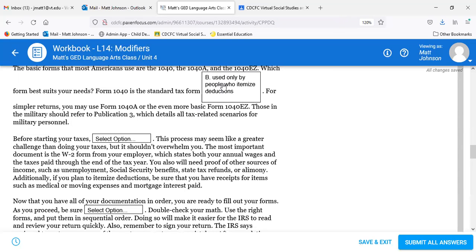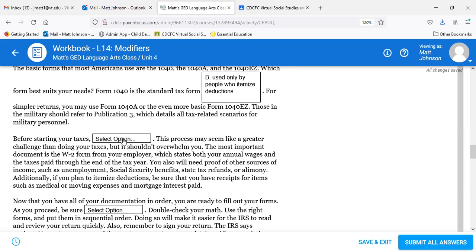So used only by people, right? That means it's only used by a certain number of people, those that itemize their deductions. And yes, it is tax time. Everybody's commenting there. So Form 1040 is the standard tax form used only by people who itemize deductions. For simpler returns, you may use Form 1040A or the even more basic Form 1040EZ. Those in the military should refer to Publication 3, which details all tax-related scenarios for military personnel.